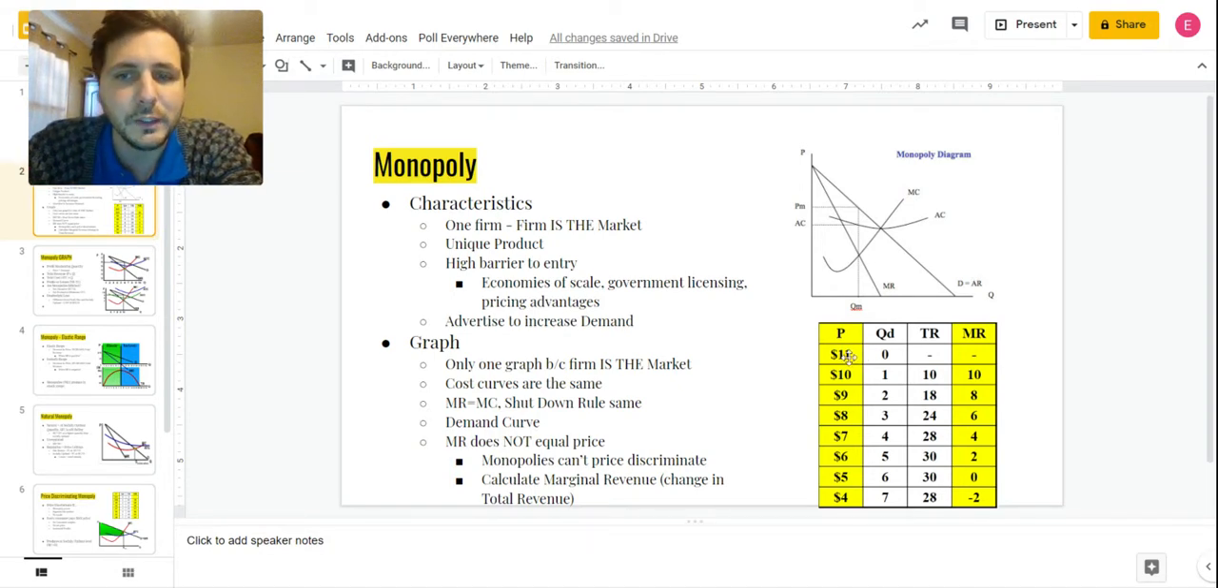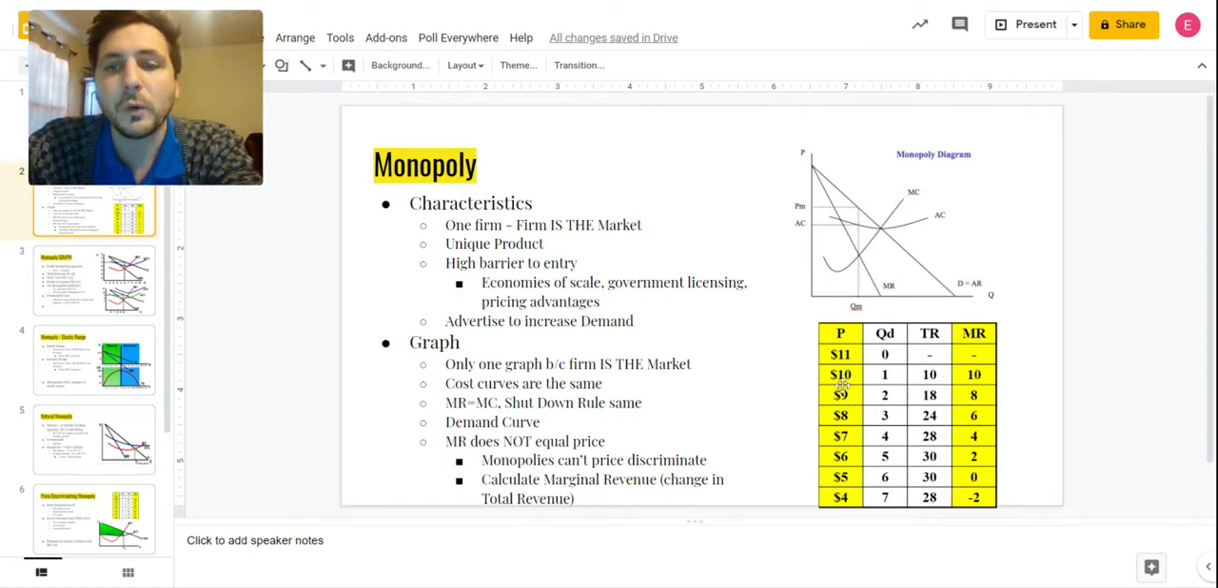So if I want to sell the first unit, I take this down to $10. I go from 11 to 10. When I get to 10, I sell one. My total revenue is 10, right? Price times quantity, 10 times 1, 10. My marginal revenue went from 0 to 10, so my marginal revenue is 10.